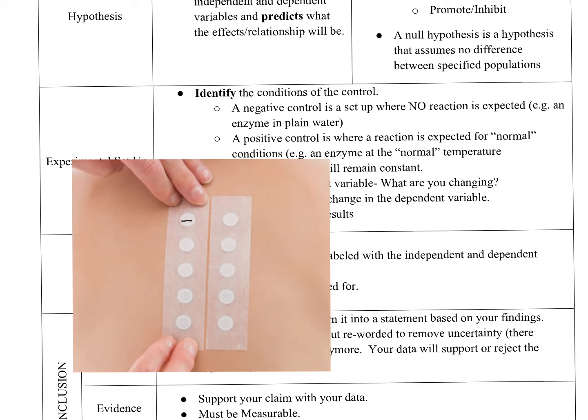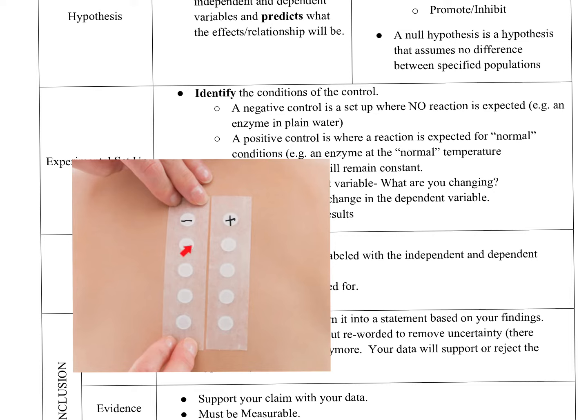So for the negative control, you get pricked with just plain water. This is not supposed to produce a reaction, and they want to make sure that it isn't the tiny needles that are causing you to have a reaction. So this is a negative control. It's plain water. The other one is a positive control, and this is going to be a chemical called histamine. This is what causes the itchiness, the redness, the swelling. This is known as your positive control.